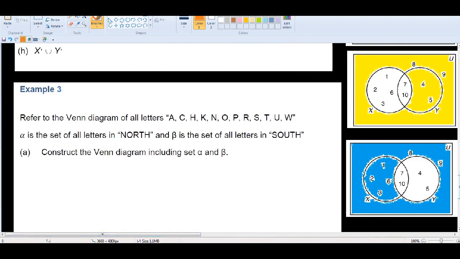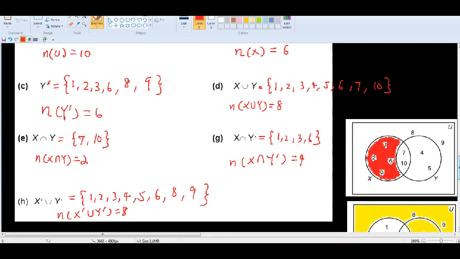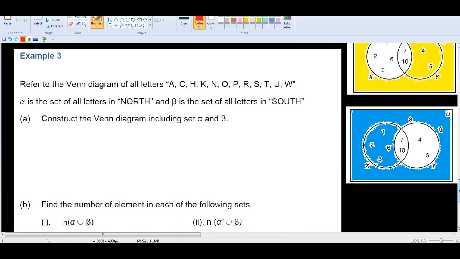So basically what we're going to have is 1, 2, 3, 4, 5, 6, no 7, 8, 9, no 10. There are of course 8 of them, right? That's how we do it.